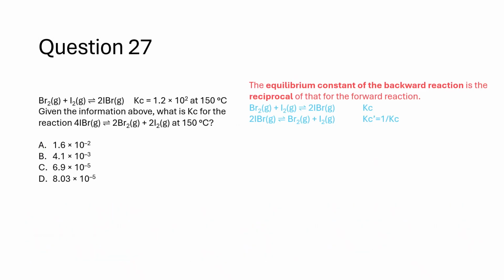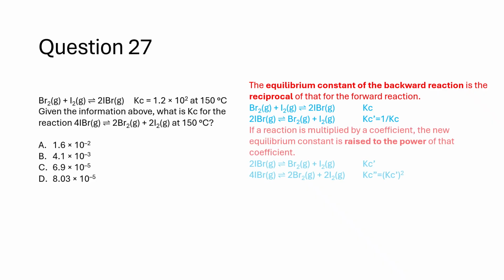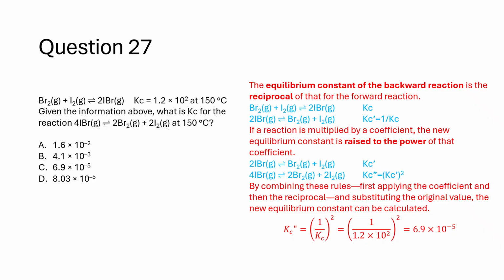The equilibrium constant of the backward reaction is the reciprocal of that for the forward reaction. If a reaction is multiplied by a coefficient, the new equilibrium constant is raised to the power of that coefficient. By combining these rules, first applying the coefficient and then the reciprocal, and substituting the original value, the new equilibrium constant can be calculated.